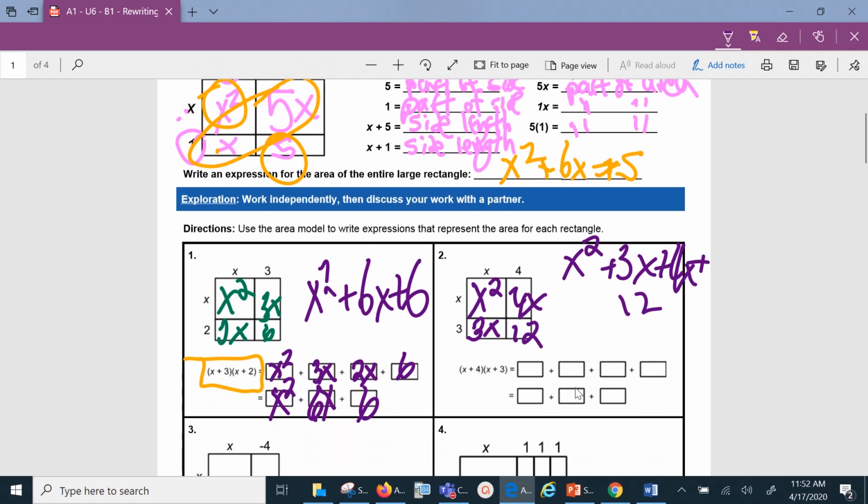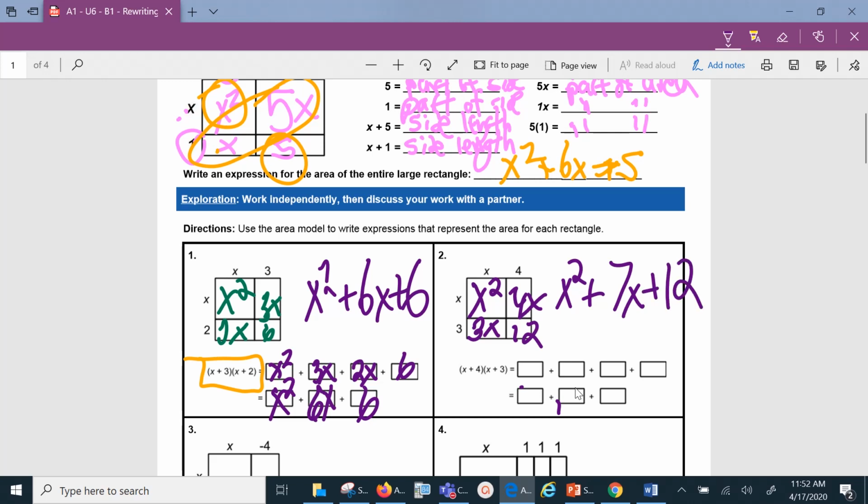We don't worry about x squared and 12, right? Those just stay the same, x squared and 12. We just add these two and we get 7x. So your answer is, and I'm going to clean it up a little bit. Your final answer, what I want you to put in your guided notes, is x squared plus 7x plus 12.